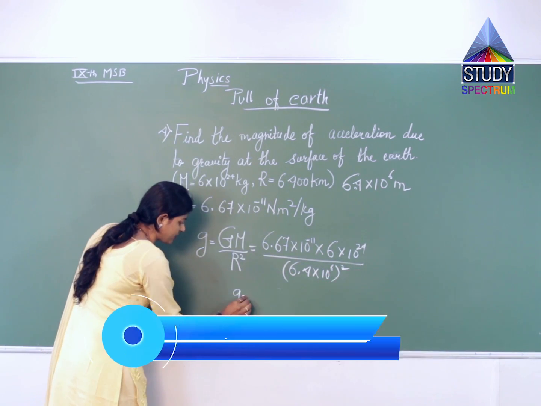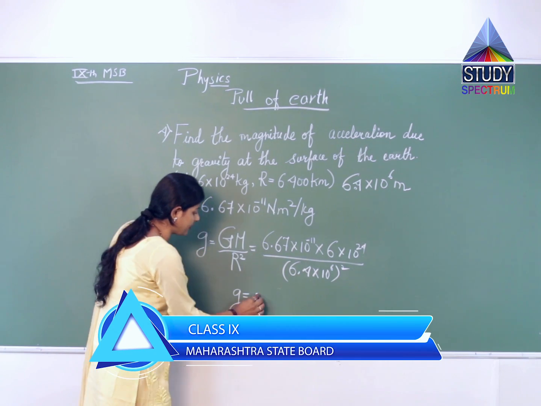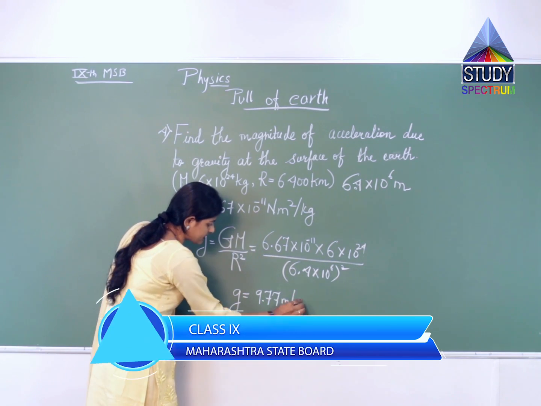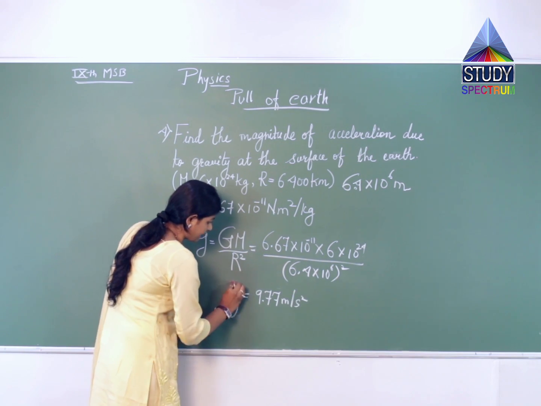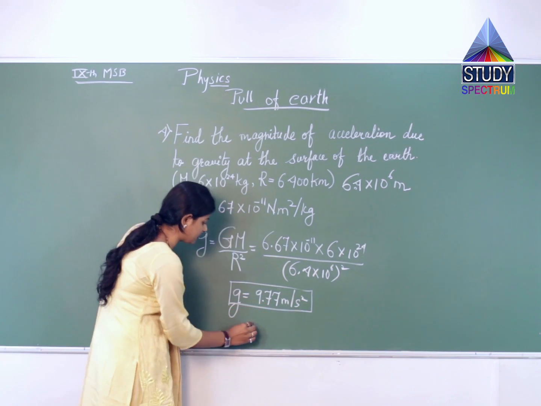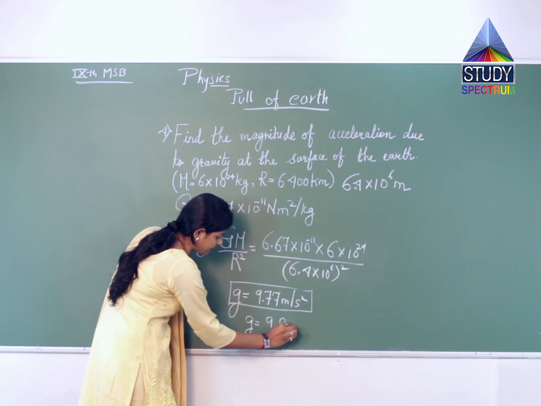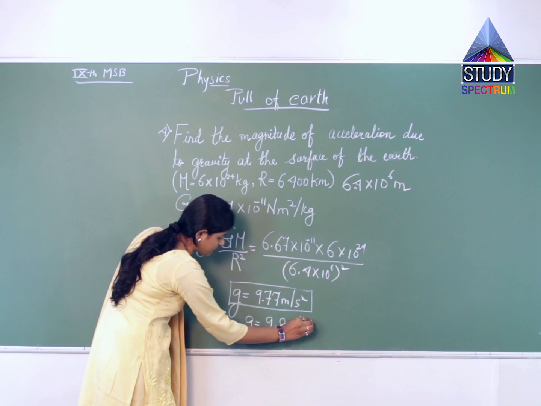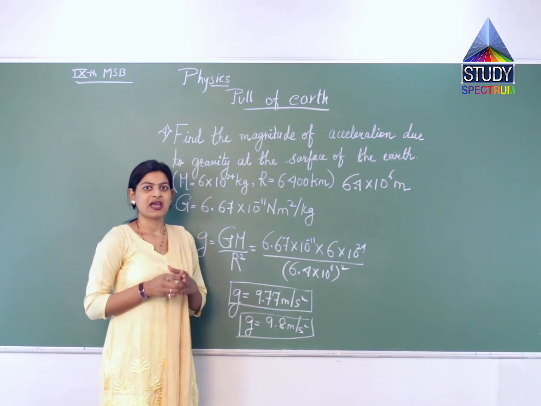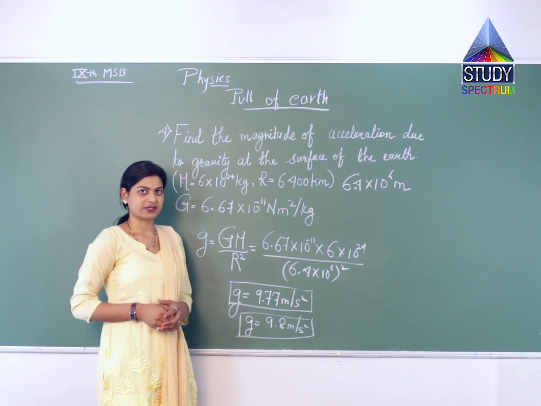So the acceleration due to gravitation at the surface of the earth will be 9.77 meter per second square, and instead of 9.77 we rather take the value 9.8 meter per second square. So the acceleration due to gravity at the surface of the earth is 9.8 meter per second square.